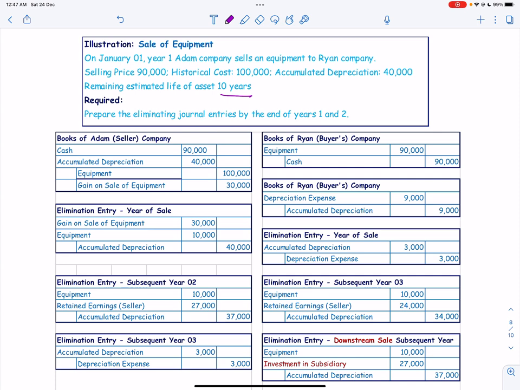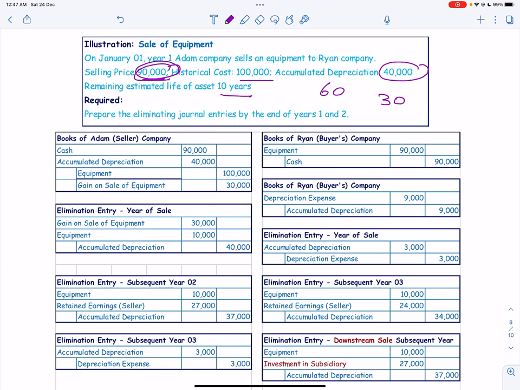So Adam is selling it for 90,000, and Adam purchased this equipment for 100,000, and this is the historical cost. The equipment has accumulated depreciation of 40,000. So the book value is 100 minus 40, that is 60,000. Then Adam sold this asset that has a book value of 60 for 90,000. It means Adam will record a gain of 30,000.